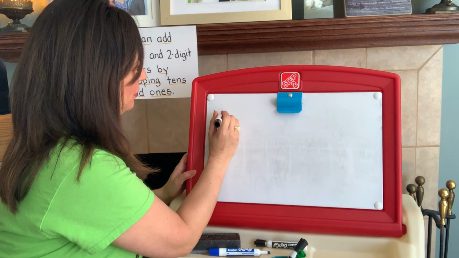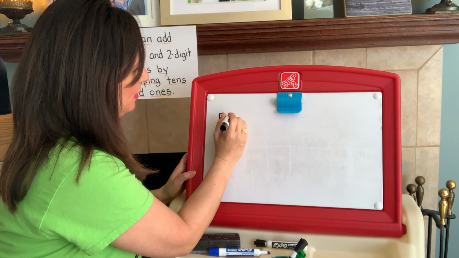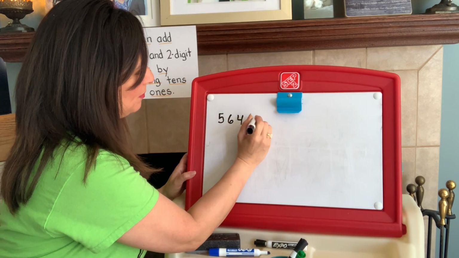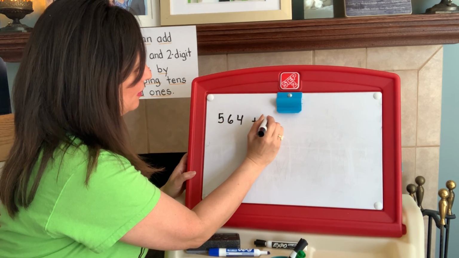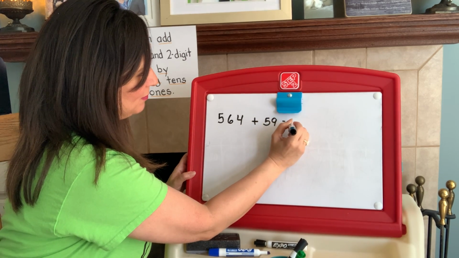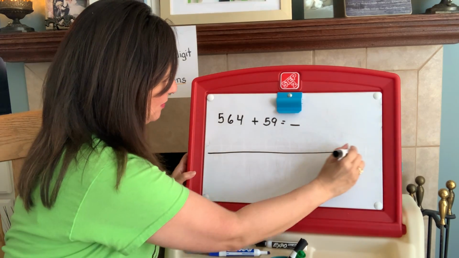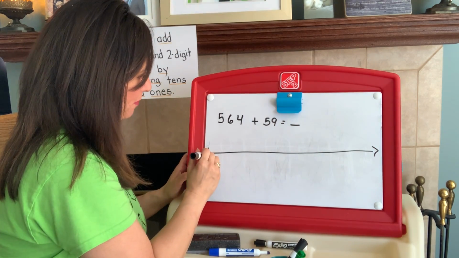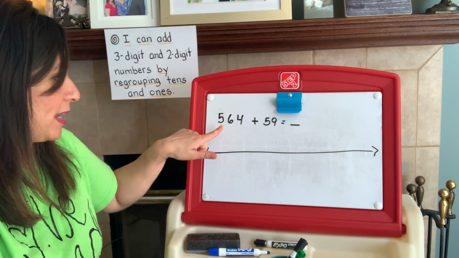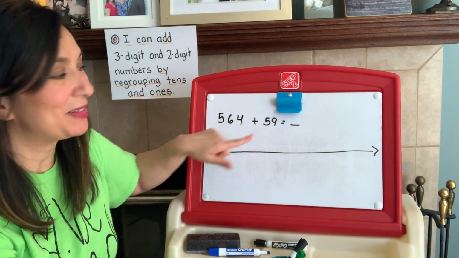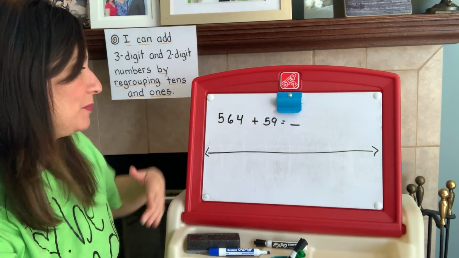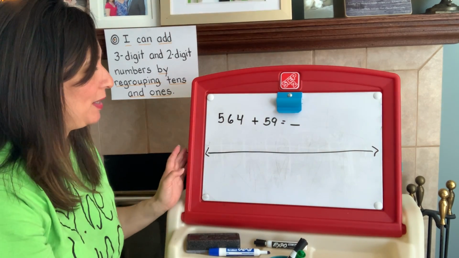And this one I'll do 564 plus 59. And I'll do this on an empty number line. I know I will be composing tens and hundreds because I have 6 tens plus 5 tens, which is 11. I'll need to regroup. And 4 ones and 9 ones, which is 13, I'll need to regroup.